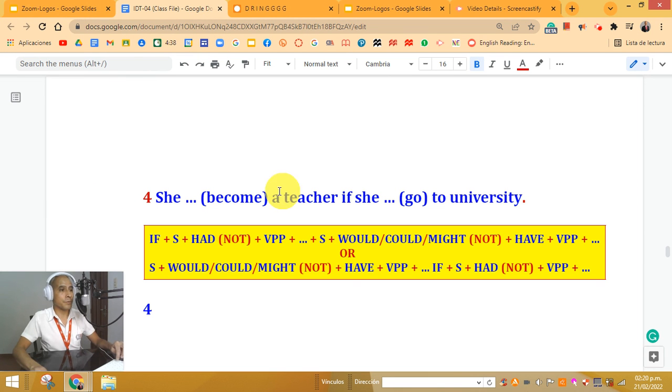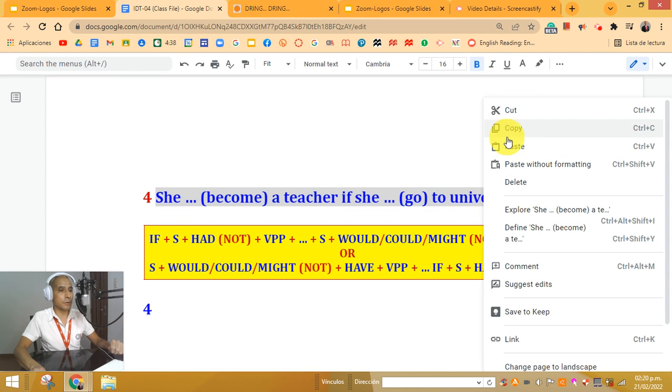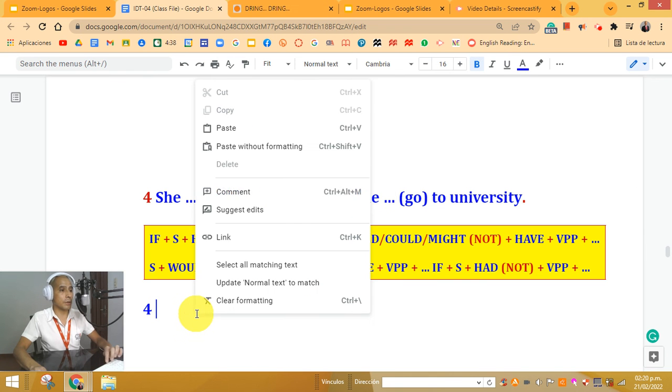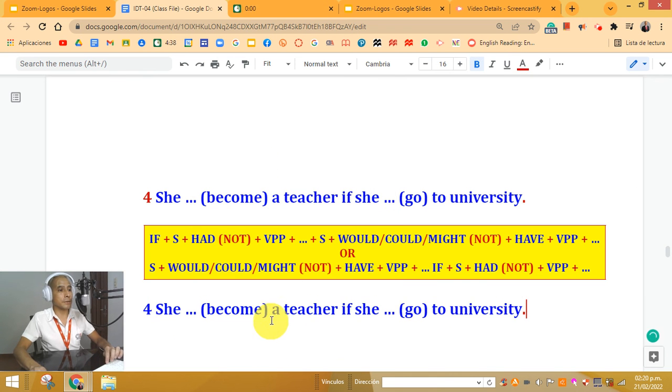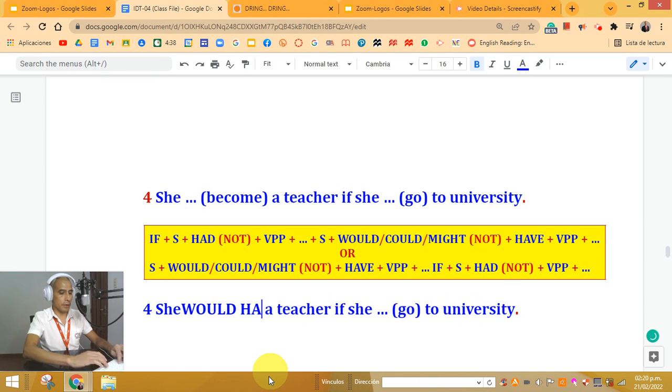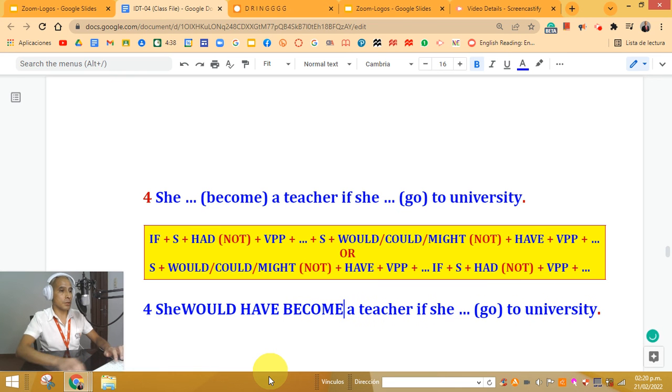Okay, here it says, she become a teacher if she go to university. Which formula do you think we have to use? Well, in this case, we have to use the second formula because I'm starting again with the result clause. So let me copy and paste. So what do I do? According to the instructions, I have to use would. So she would have become a teacher if she, in this case I need had plus the verb in the past participle.